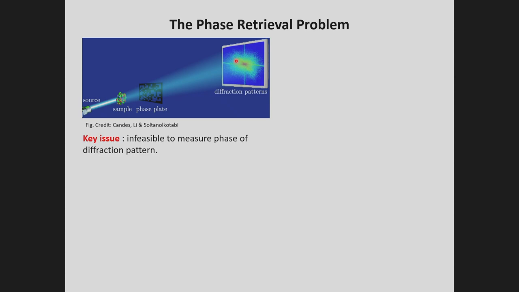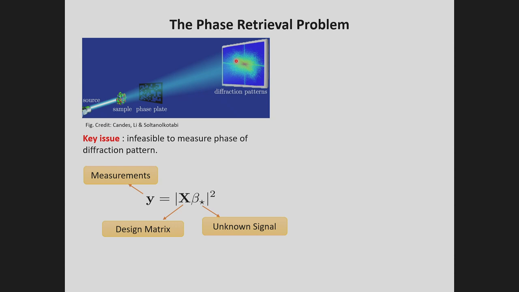And basically, because of physical limitations, the diffraction pattern has both a magnitude and a phase, but you can only measure the magnitude of the diffraction pattern. So you can map this problem into the problem of fitting a generalized linear model. Here, the measurements are the diffraction patterns that you observe on your sensor. The beta star, which is the unknown signal, represents the structure of the molecule that you want to infer. And the physics of the problem is encoded in the design matrix X.